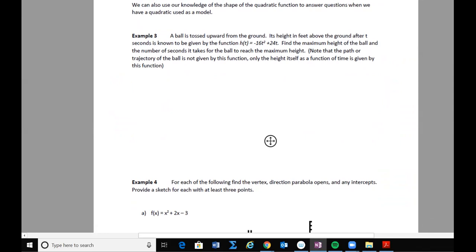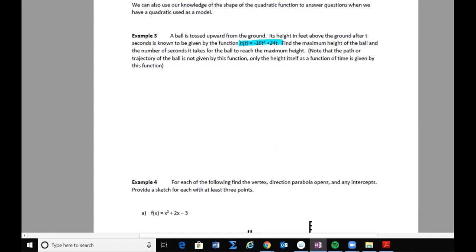This one, it's kind of an interesting problem. You can get a little bit of context here. Here's your function. Notice it's a quadratic. It's what we see. And it says the ball is tossed and the height is given by this function. Find the maximum height of the ball and the number of seconds it takes the ball to reach the maximum height. So what we're looking for is the vertex, okay?